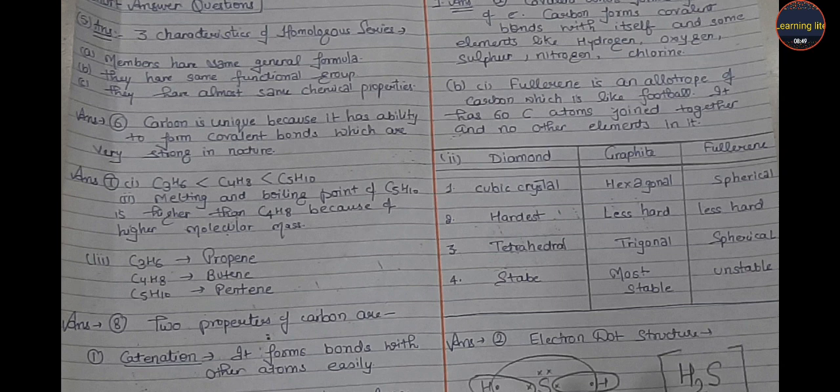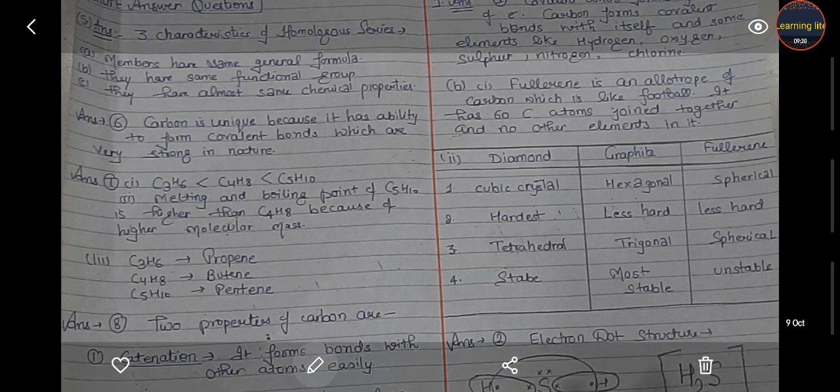Question number 7. Three compounds are given and they ask to arrange them according to increasing melting and boiling point. Melting and boiling point, student, increase only when their masses increase, because the number of atoms is more, so their melting and boiling point is also more. So first is C3H6, which has a lower melting and boiling point than C4H8 and then C5H10, and their names are propene, butene and pentene, students. Okay.